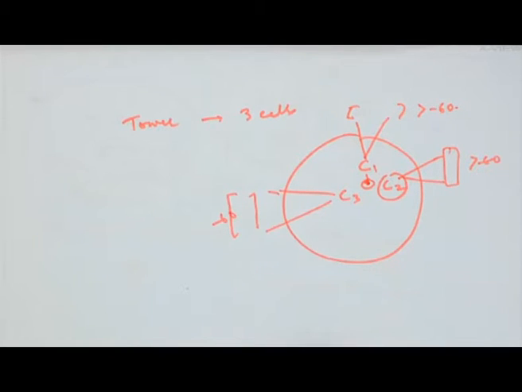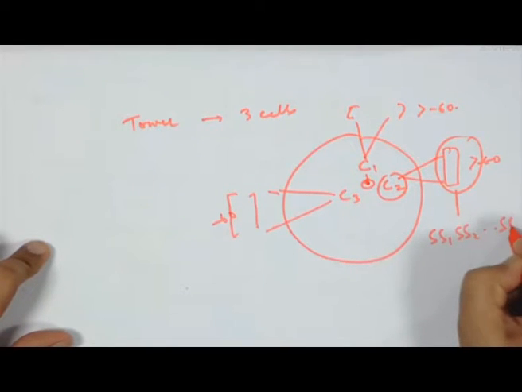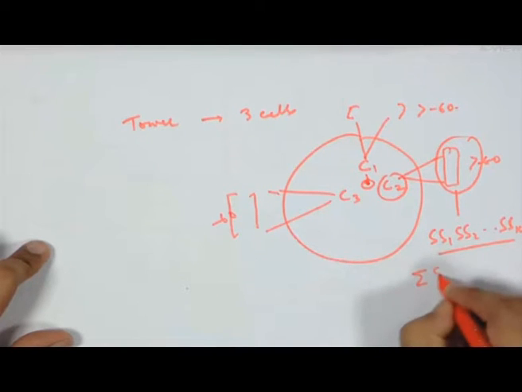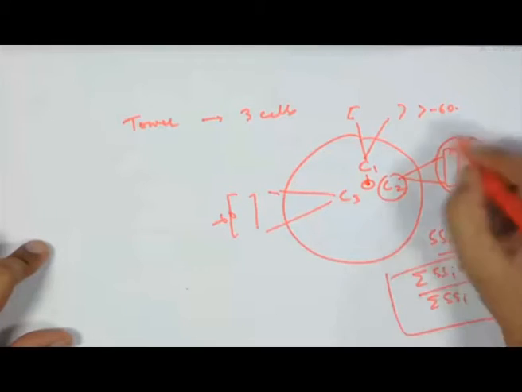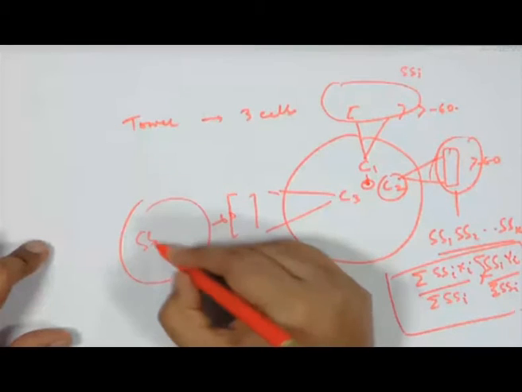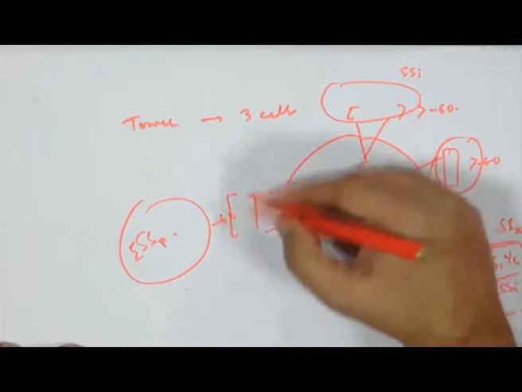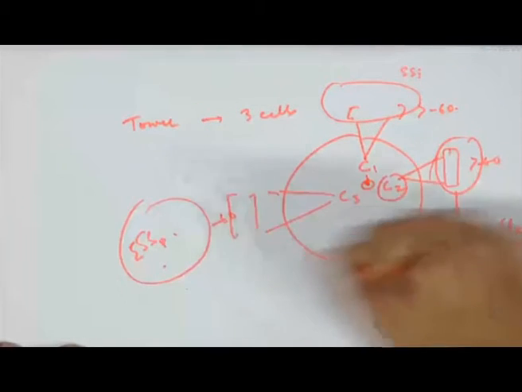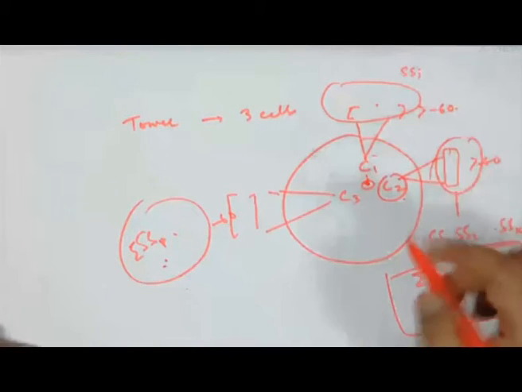So previously what were we doing? Taking all these signals SS1, SS2, up to SSK, we do a weighted average: the summation of SSi times Xi over the summation of SSi, and SSi times Yi over the summation of SSi. For this cell again we do it separately, and for this another one. So we are doing three different weightings and calculating three different locations. So why do this? Combine.